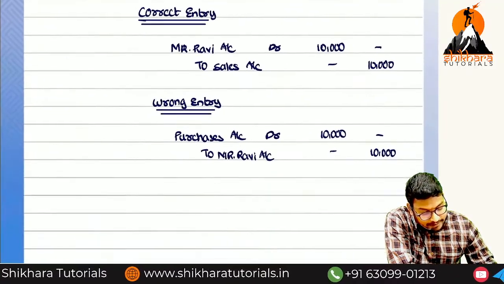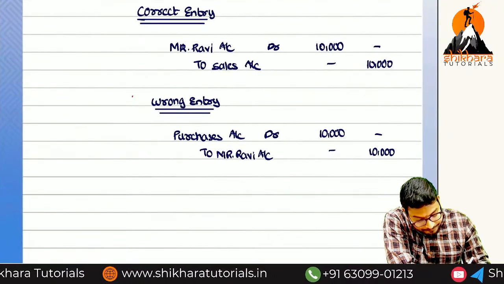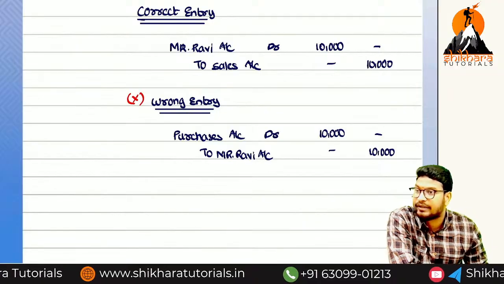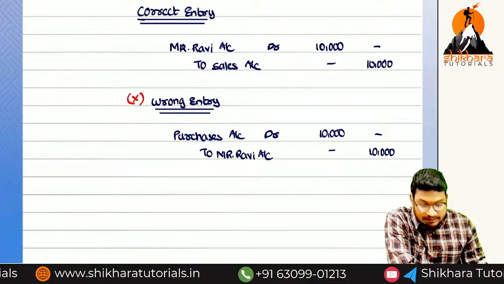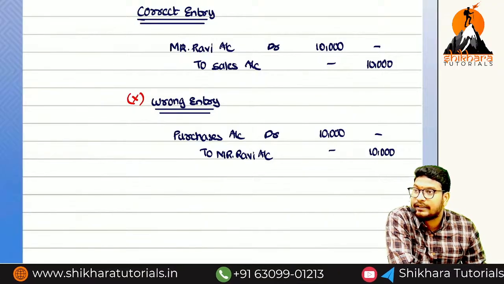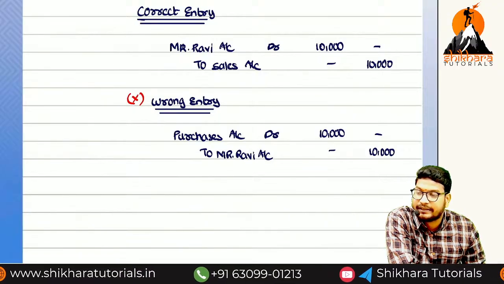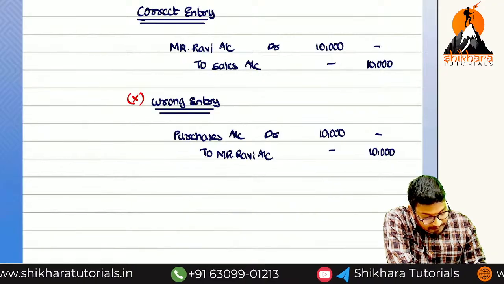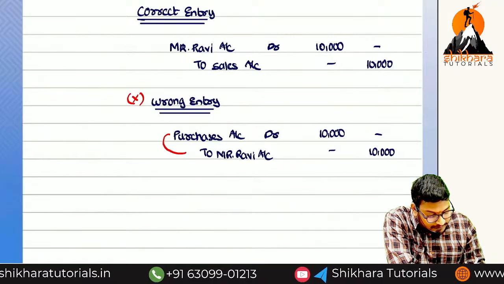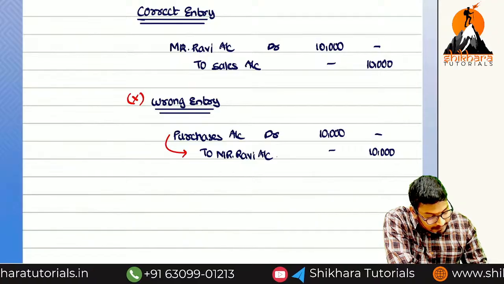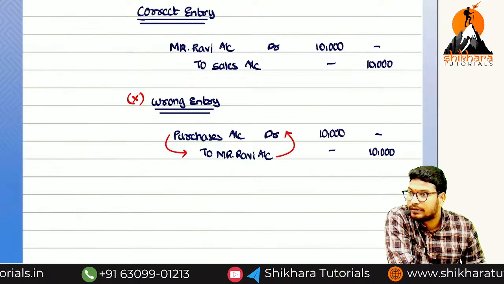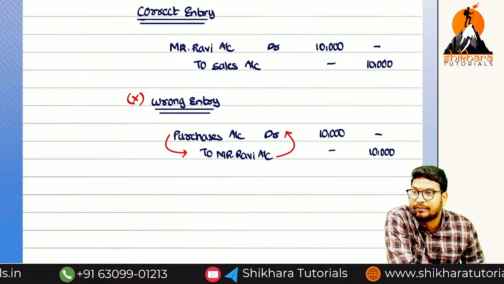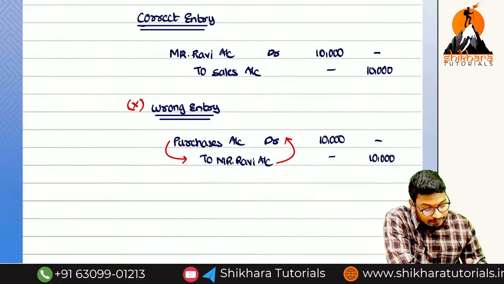So here the wrong entry should not be there in our books of accounts. We need to do what, ma? Cancellation. Cancellation means how, ma? Just striking off, or a debit must become a credit and credit a debit, ma. So this purchase will become what, ma? Credit, and this Ravi account will become what, ma? Debit. Okay, na?